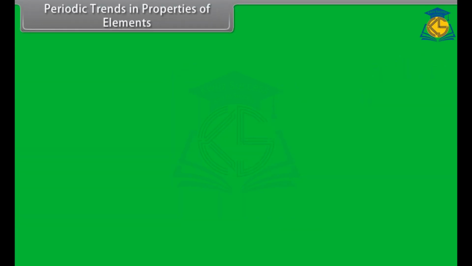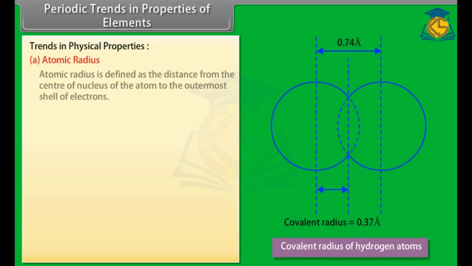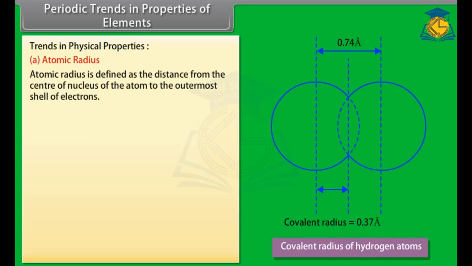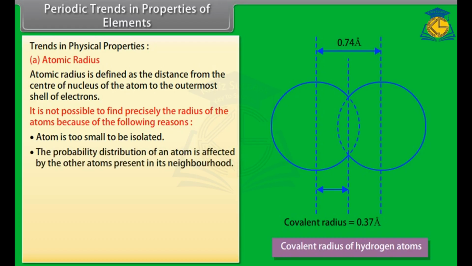Periodic trends in properties of elements. Trends in physical properties. A. Atomic radius. Atomic radius is defined as the distance from the center of nucleus of the atom to the outermost shell of electrons. It is not possible to find precisely the radius of the atoms because of the following reasons. Atom is too small to be isolated. The probability distribution of an atom is affected by the other atoms present in its neighborhood. Size of an atom also changes from one bonding state to another.